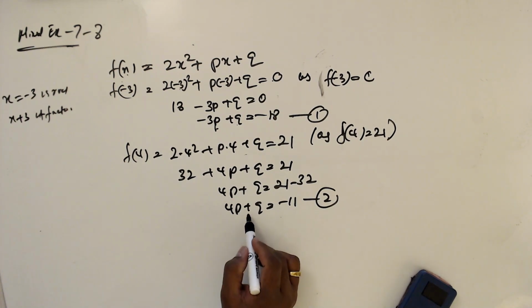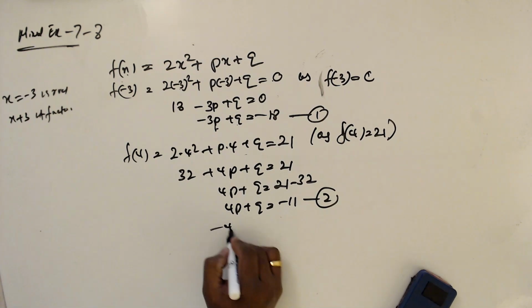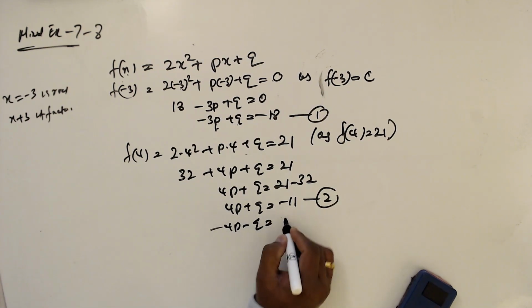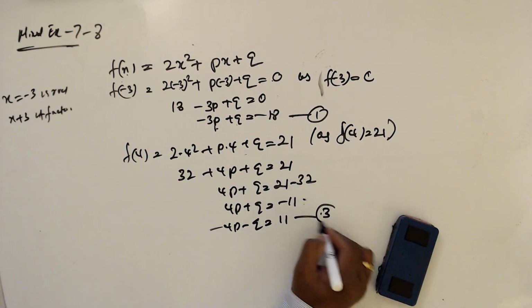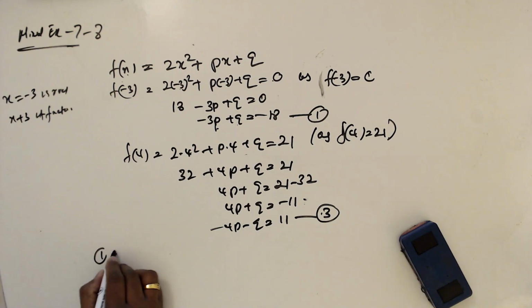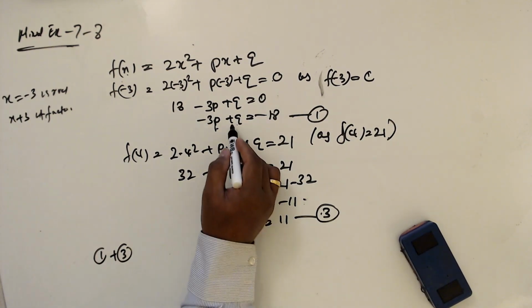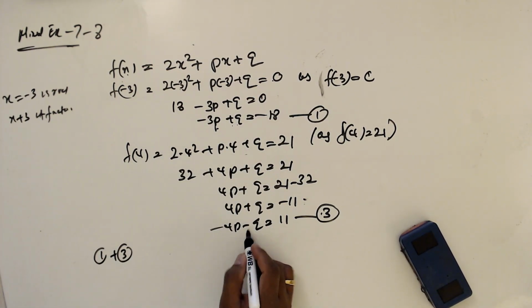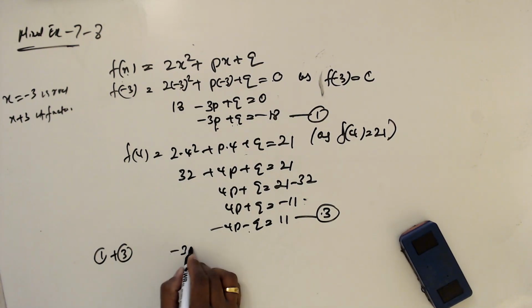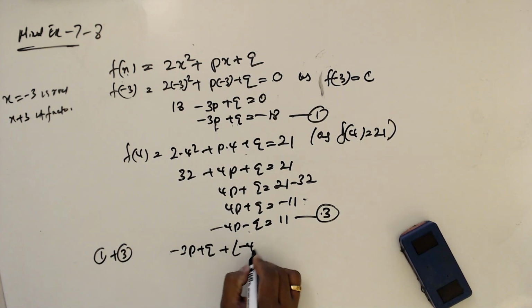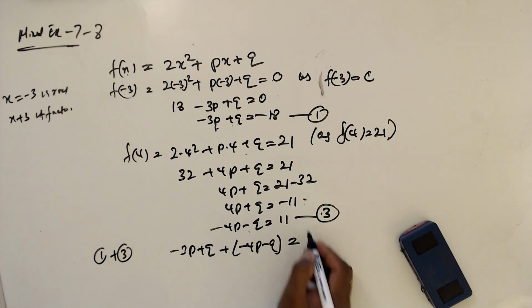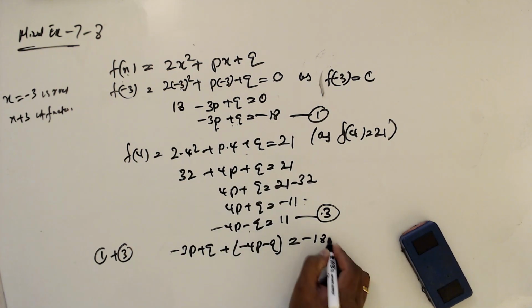What I'm going to do, I can see plus q here, so I'll multiply by minus. Minus p minus q equal 11. So I'll take this as 3. Now I will add 1 plus 3. Why? Because I can see plus q here, and minus q, when we add those two together, it will cancel out. So minus 3p plus q, plus minus 4p minus q, equals minus 18 plus 11.